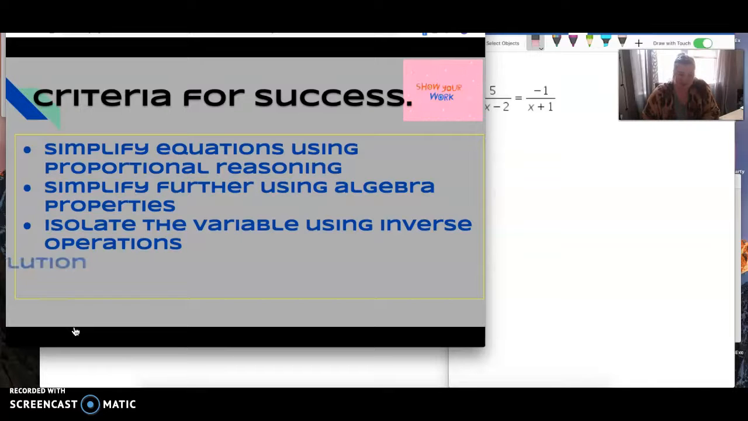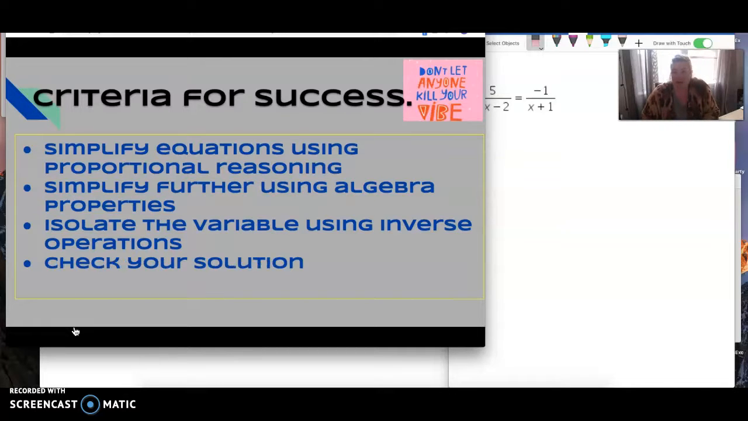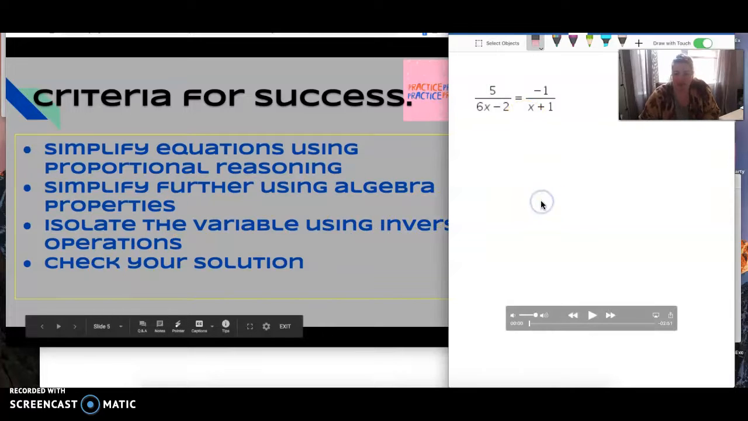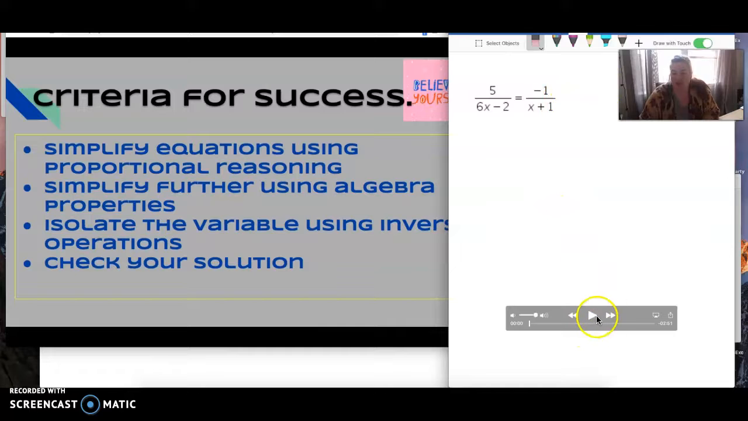And then once you simplify as far as you go, then we start using our inverse operations and we isolate the variable. And then what I'm noticing is people are not doing this final CFS step of checking your solution. We have to check our solution. You shouldn't be submitting answers into your exit ticket that are incorrect, because that shows you didn't check your solution. So please be careful and make sure we're checking our solution. So let's take a look at the solution in number 1 so you know what you're getting into today.